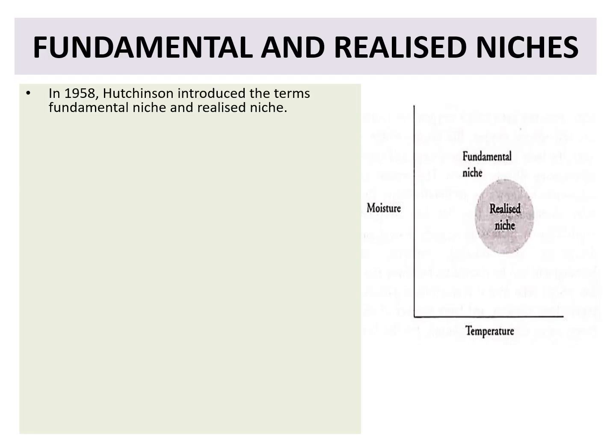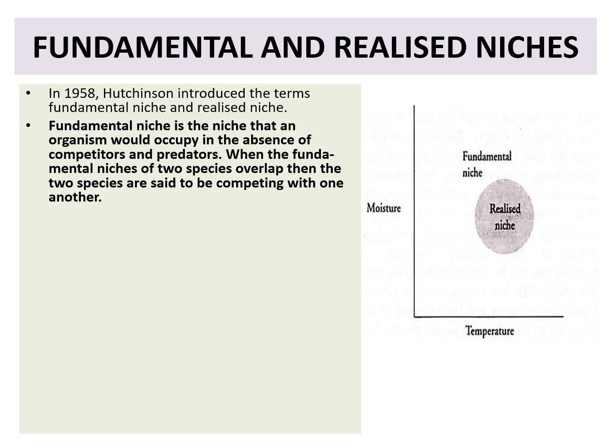Now we have two types of niches: the fundamental niche and the realized niche. Hutchinson introduced the terms fundamental and realized niche. The fundamental niche is the niche that the organism would occupy in the absence of competition or predators. When the fundamental niches of two species overlap, the two species are said to be competing with one another.